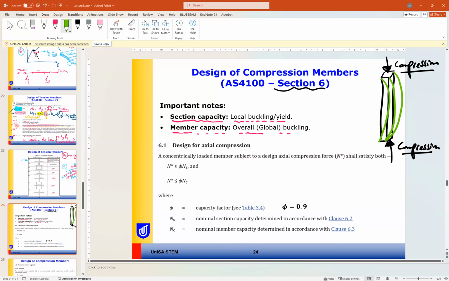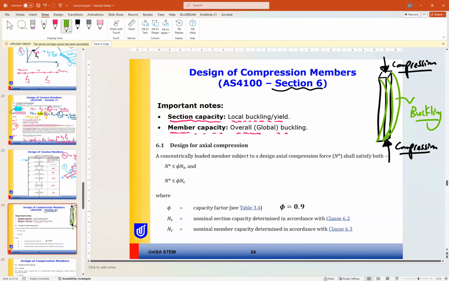So we are worried about buckling. And there are two types of buckling, local and global buckling. Local buckling is considered by section capacity, and overall or global buckling is considered by member capacity. This is reflected in the formulas for compression member design.